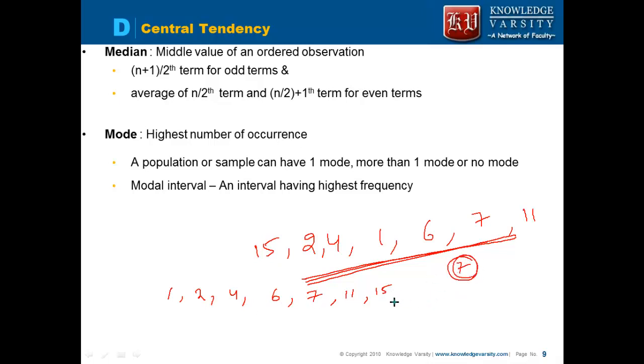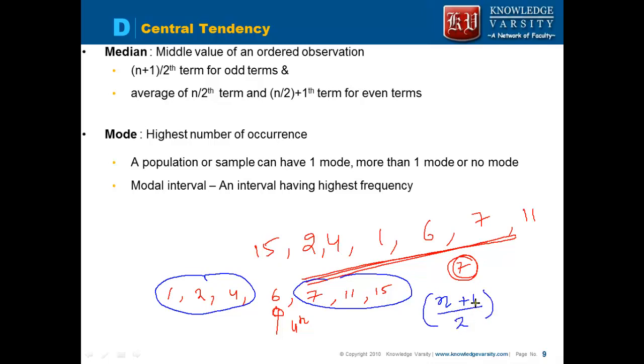In case of odd, the middle value is very easy to get. This will be your middle value, the fourth term. Why is the fourth term the middle value? 3 terms are here, 3 terms are here, so this is exactly the middle value. So if the number of terms is n, the median will be the (n plus 1) by 2th term. Here n is 7, plus 1 is 8, by 2, that means the 4th term will be your middle value. This is when the number of terms is odd.